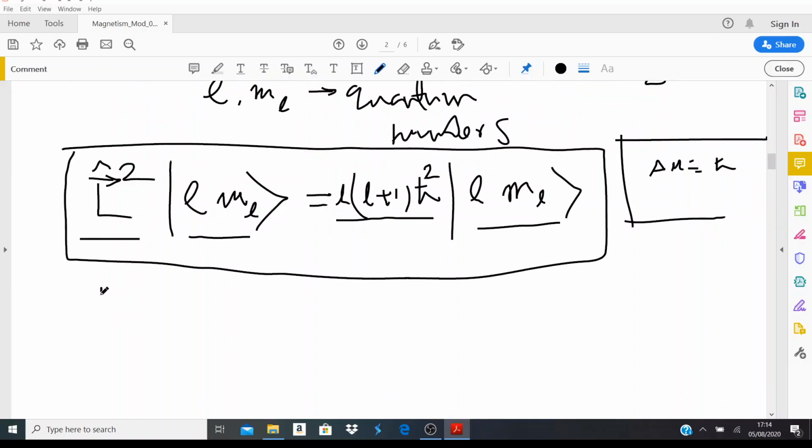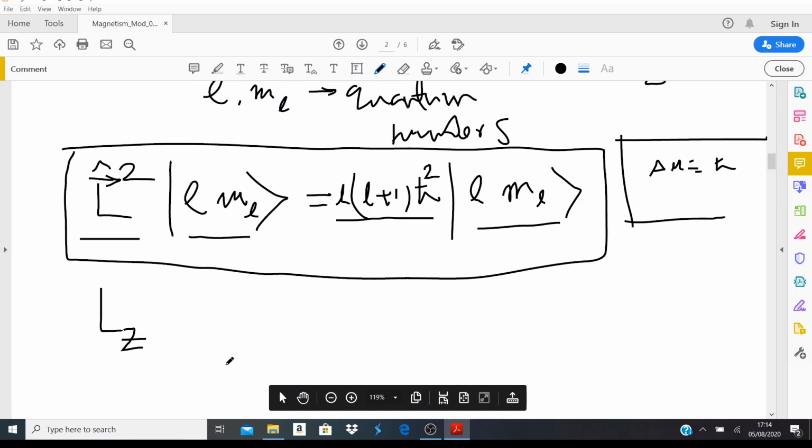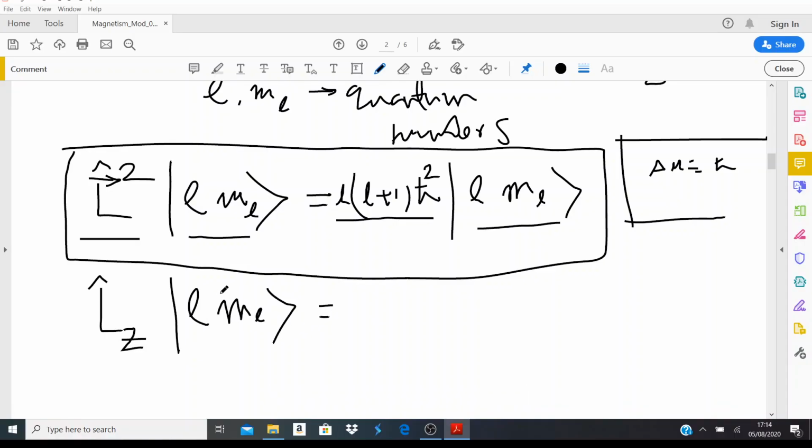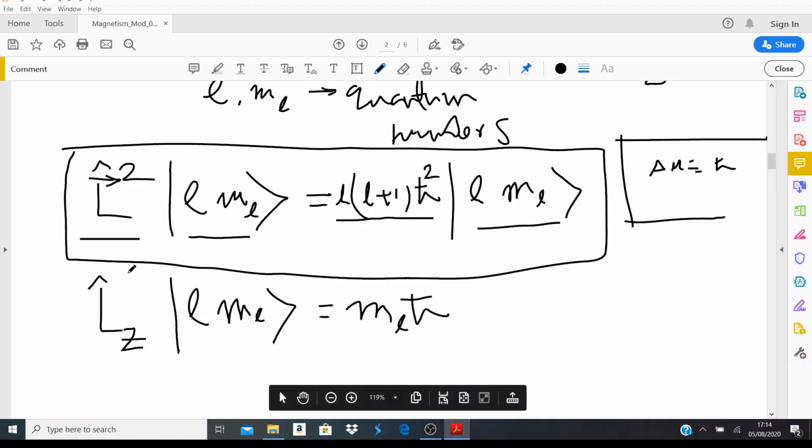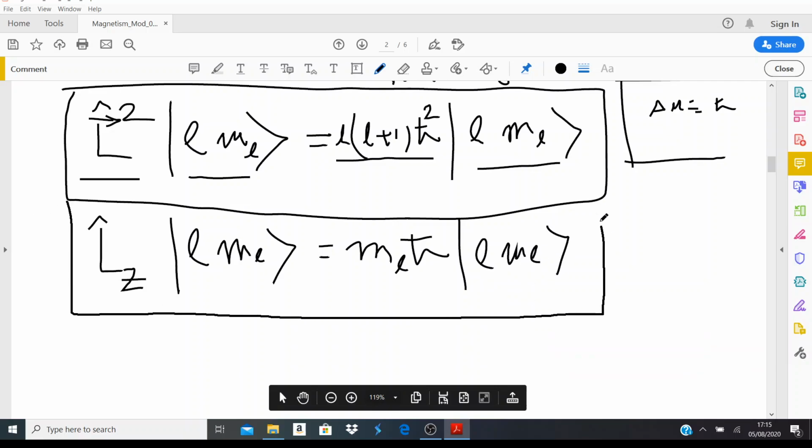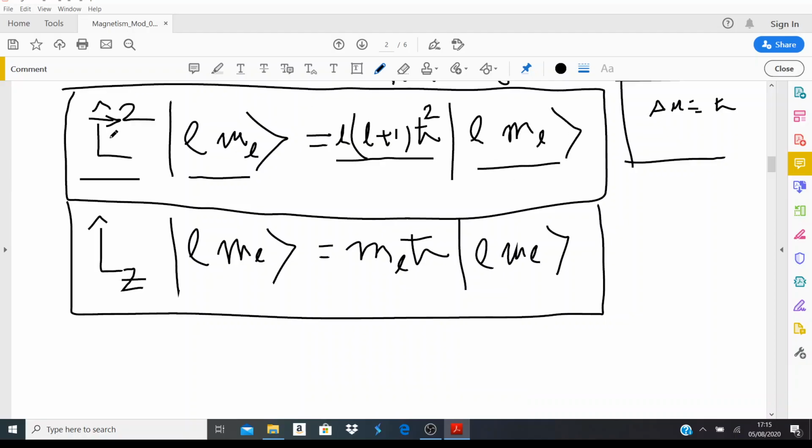Okay, and the second expression is about this Lz. So the Z component of the orbital angular momentum, when it operates on this state, produces this number ML times h bar. So this Lz doesn't care about L. It hits the state and gives you this number, the ML quantum number, times the angular momentum unit, which is h bar, and then the same state. So from these two equations, the conclusion is that L ML, this state, is an eigenstate of L square and Lz.